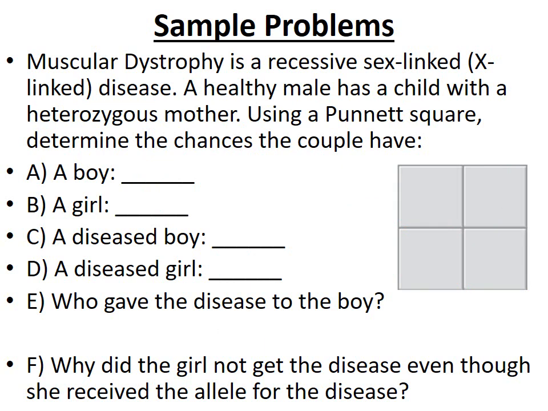You can try this practice problem out here as well. So pause the video, try it out, and then unpause it and see if you're on the right track. So we have a healthy male, has a child with a heterozygous mother. Using a Punnett square, determine the chances of the following.